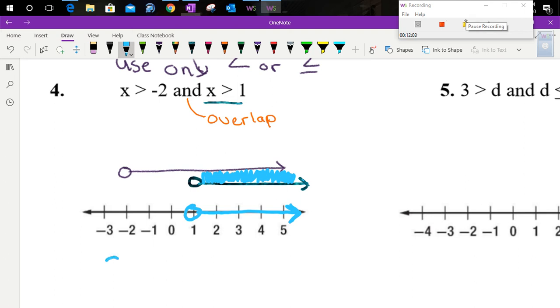Now, for my set builder notation, it would be x such that x is greater than 1. Remember, we're just describing what's going on the graph.